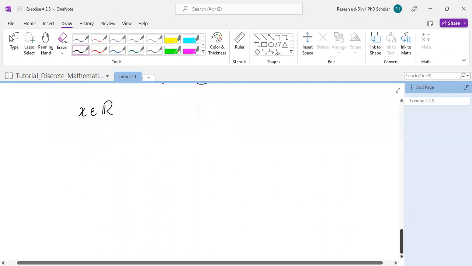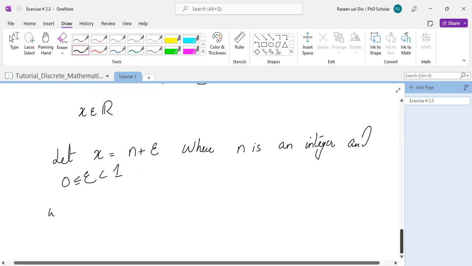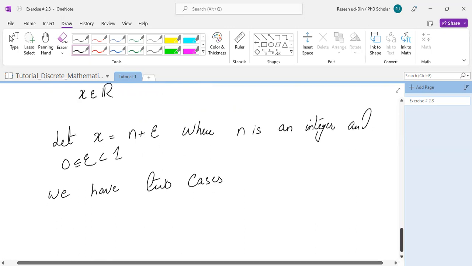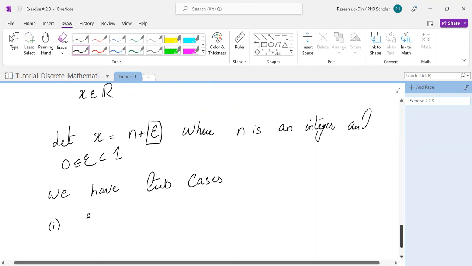So mathematically, let x equal n plus epsilon, where n is an integer and epsilon is between 0 and 1. So we have two cases, right? And what are the cases? Let's first take epsilon less than half.